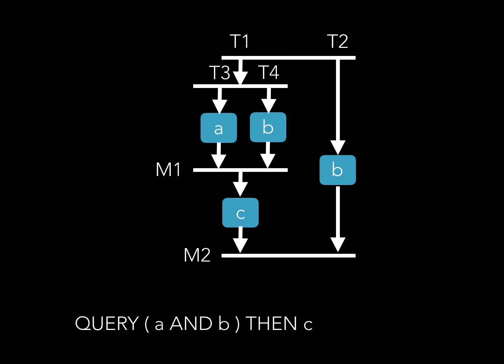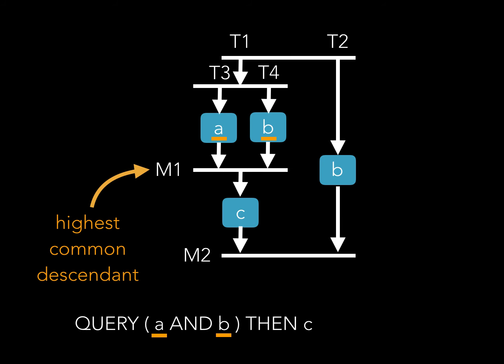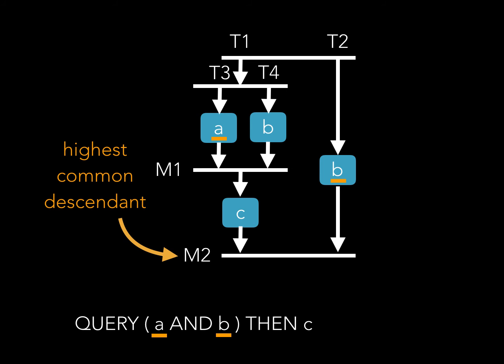But what if B occurs in two different story threads? For example, here B occurs in T2 and T4. If the query engine happens to match B in T4 first, then the highest common descendant is M1, and all is well. However, if the engine happens to match B in T2 first, then the highest common descendant is M2 and no match will be found.